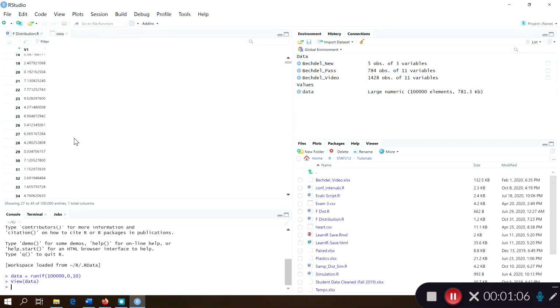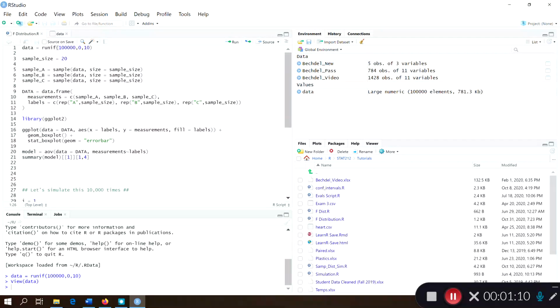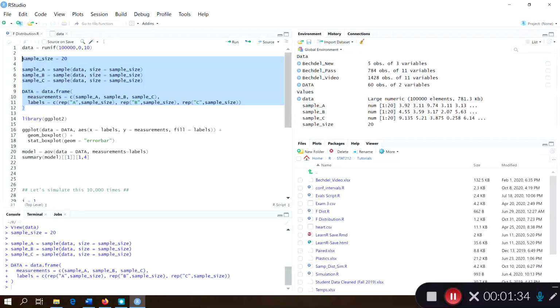It honestly doesn't matter where these come from. It doesn't matter what the values are or how they're distributed. It's just some population for me to work with. And I'm going to take random samples from this population, of size 20. Again, the sample size doesn't particularly matter that much here, but I'm going to take 3 different samples of size 20 from this population. Then I'm going to throw them into a data frame.